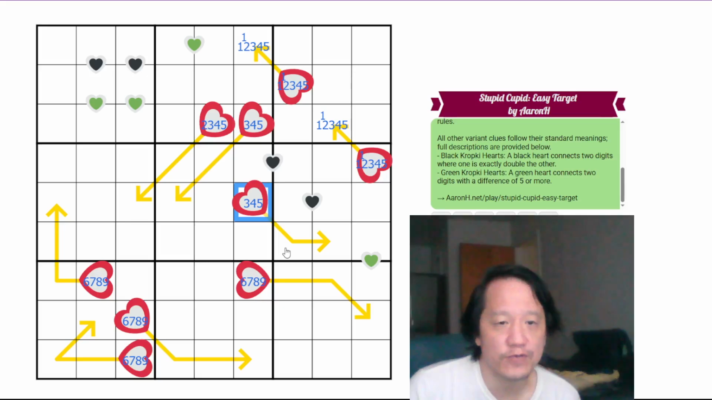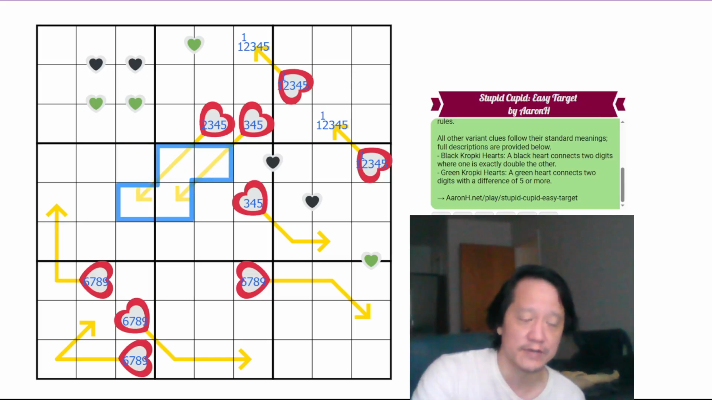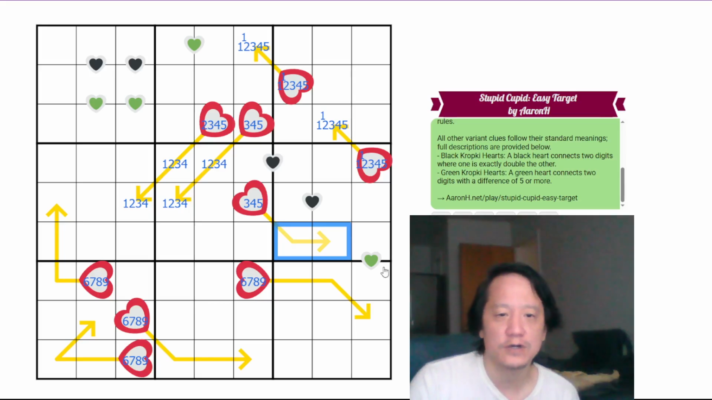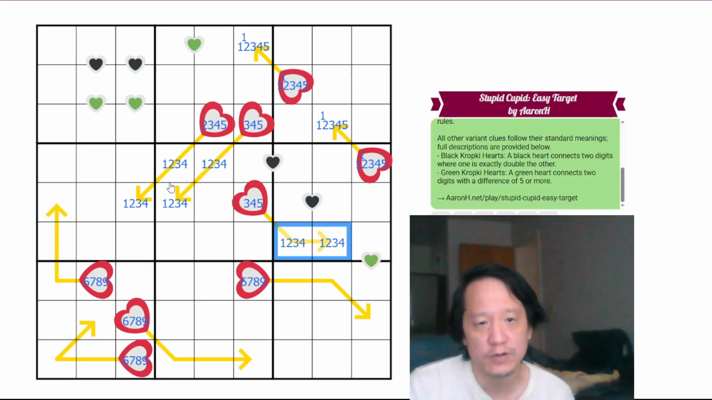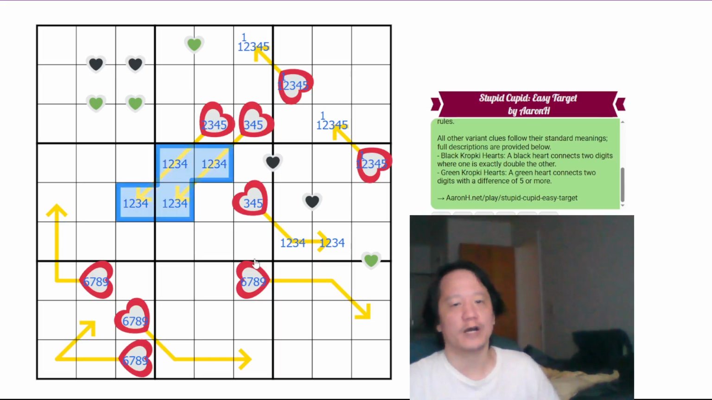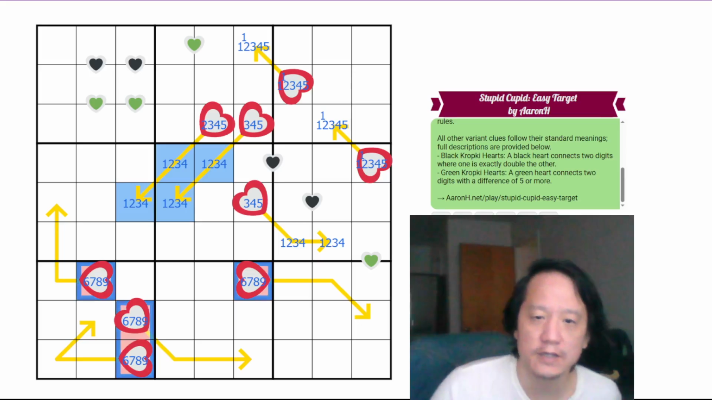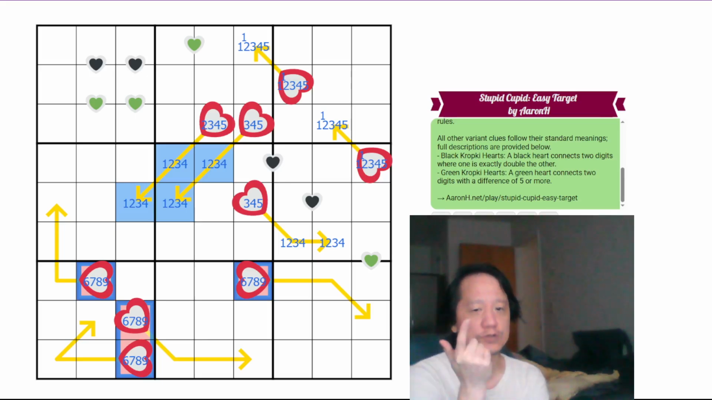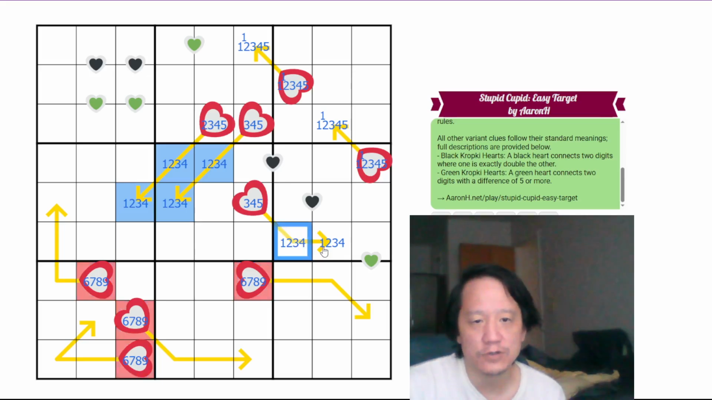Since this is 3, 4, 5, this is 5 at most for these digits. That means these digits on the arrows must be less than 5, right? Because they're 3 through 5 at most. So these are 1 through 4. These are 1 through 4. Which means these are low digits, or what I would consider low digits. And these are high digits, because 1 through 4 are low digits, and 6 through 9 are high digits. So this is also low here.